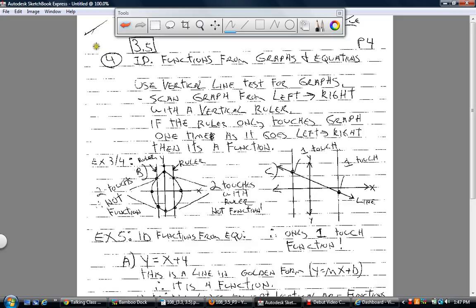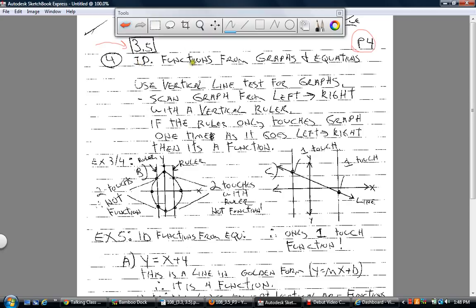Hey, we are working our way through section 3.5 and we're going to cover page 4 on this video. We're going to keep taking this concept of identifying functions. And by the way, on my class notes, you see "ID." It means identify, not Idaho, the state we live in. Just make sure you understand my notes there.